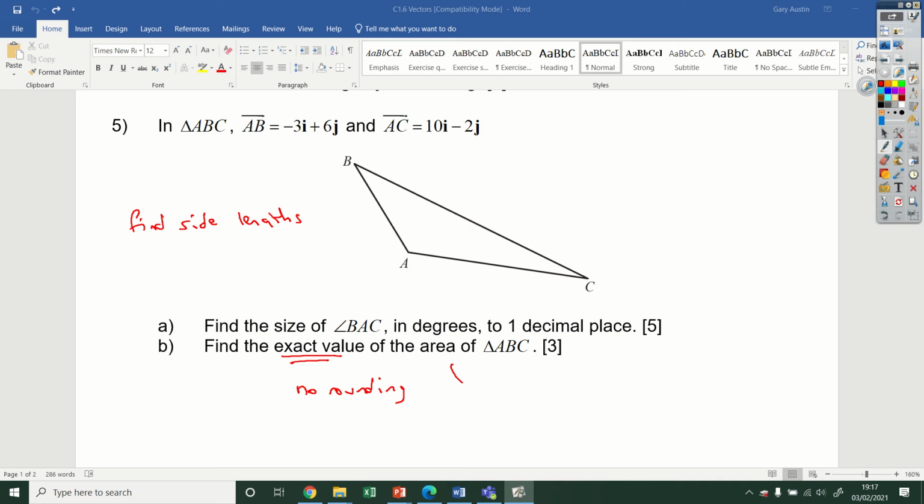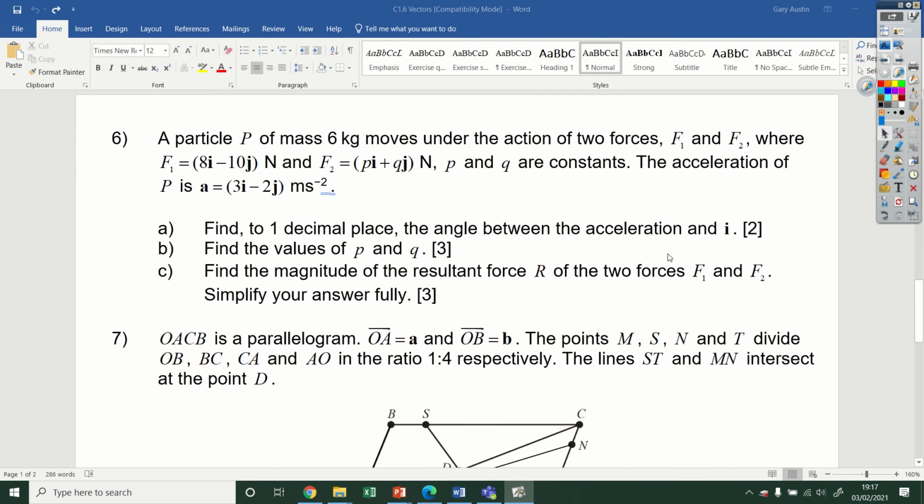Okay, for the area then, the area sum is going to be 1/2 AB sine C, possibly with a rearrangement of the letters, but as long as we know that this is meant to be an SAS, we can work out the area. And that's 3 marks. Okay, moving on to 6.